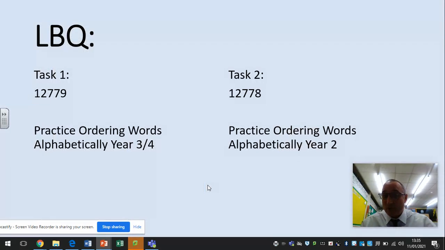Guys, good luck. Oh, sorry, I tell a lie. My apologies, I nearly missed these. On the LBQ task for today, task 1 and task 2, they are both on ordering alphabetical words. Task 2 is practicing ordering words alphabetically using year 2 keywords. Again, it doesn't hurt us to go back and look at those keywords. And task 1 is to practice ordering words alphabetically using the year 3-4 common exception words.